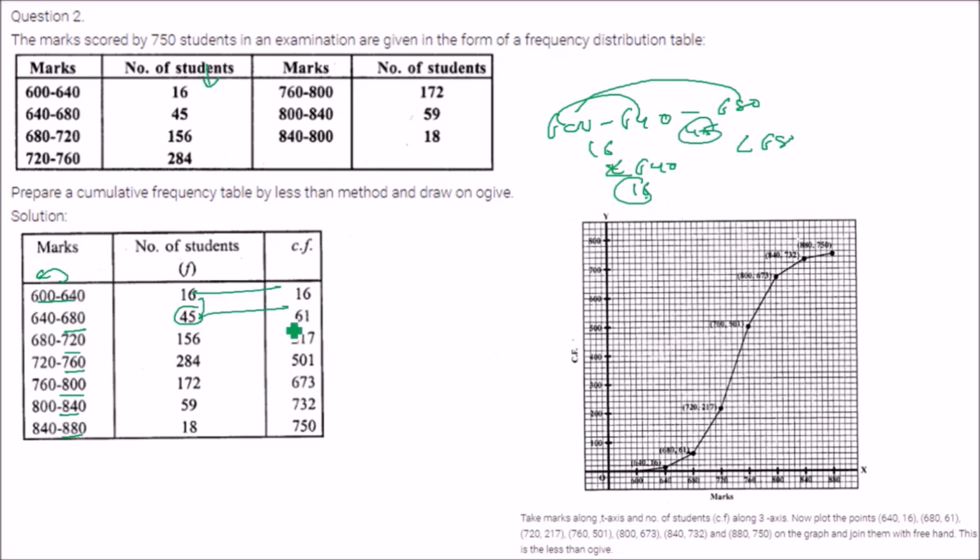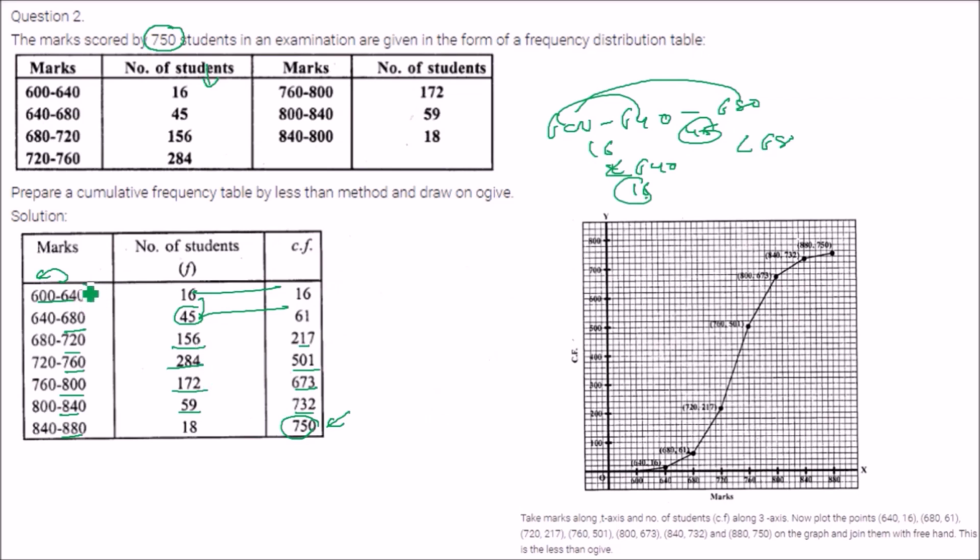So 16 plus 45 is 61, plus 156 is 217, plus 284 is 501, plus 172 is 673, plus 59 is 732, and finally 732 plus 18 is 750. It has to come to 750 because the number of students given is 750. So this is how we verify that we have computed the cumulative frequency correctly or not.